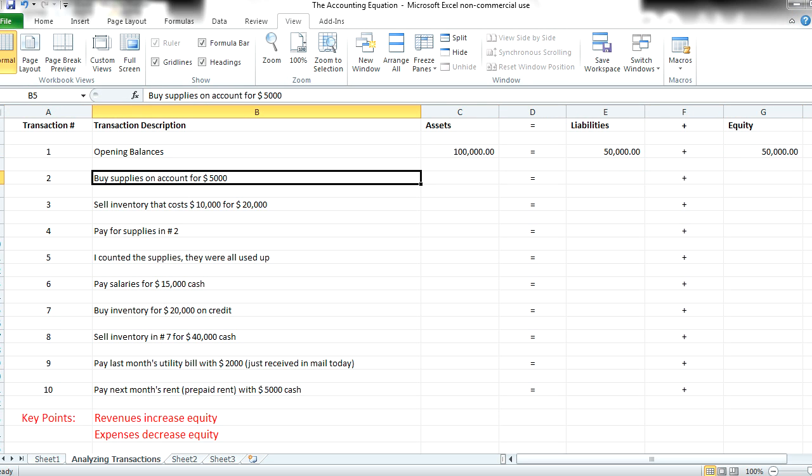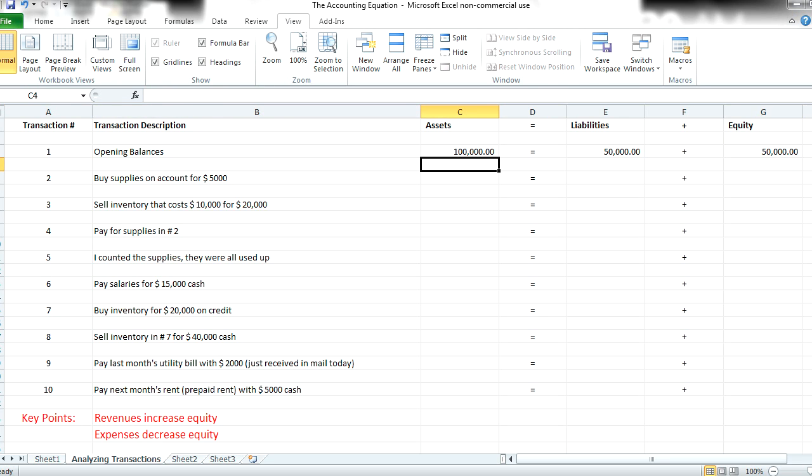In the second transaction, we're going to buy supplies on account for $5,000. So we're gaining supplies, which is an asset. Assets are going to increase by $5,000. We've increased a liability because we're purchasing on account. We owe someone $5,000. So liabilities are going to increase by $5,000. And there's going to be no change in equity. So we can check to make sure that our accounting equation still holds true. We have equity of $50,000, liabilities of $55,000, and assets of $105,000. So we're in good shape.